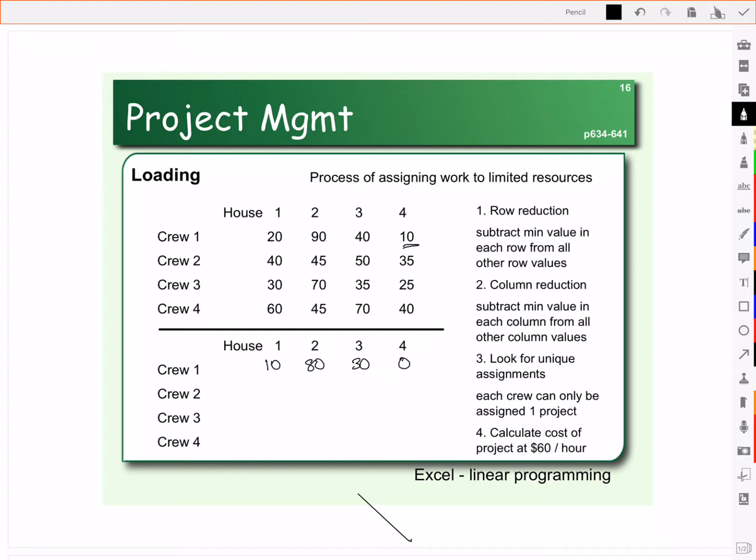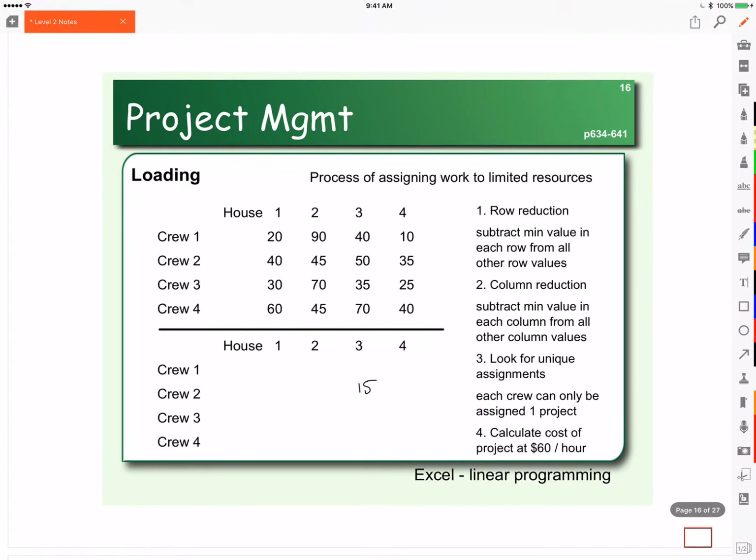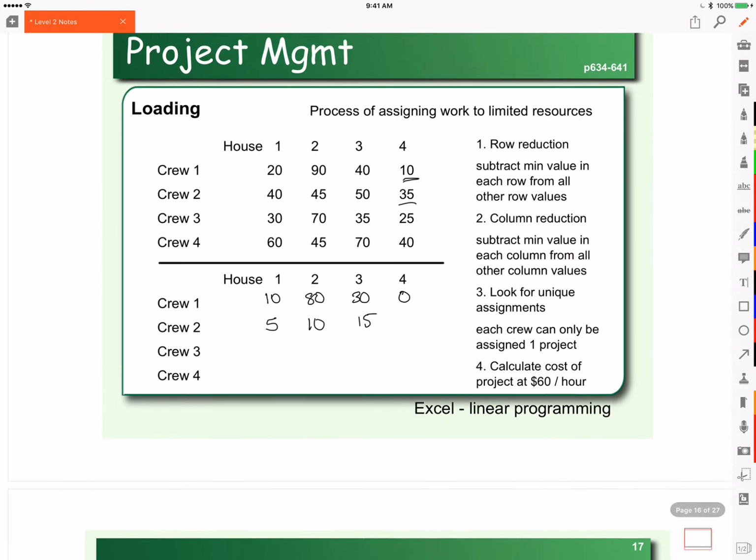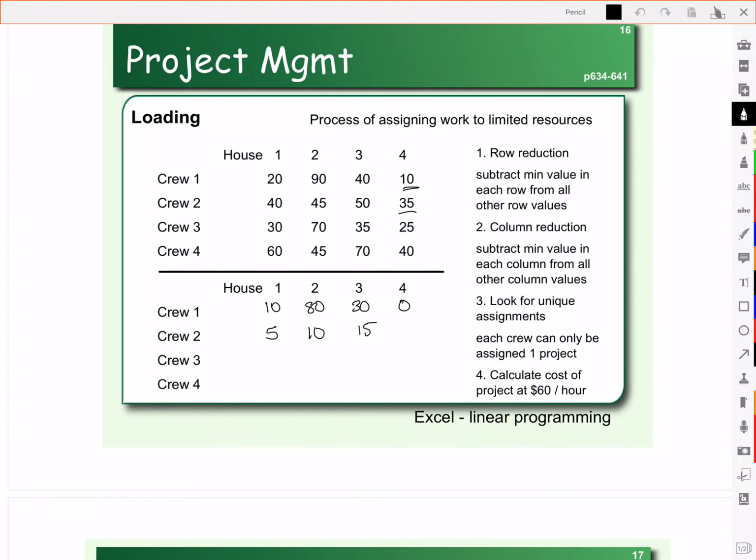For the second row, the smallest number in the row is 35. So here we're going to subtract 35 from every number in the row. So 40 minus 35 is 5. 45 minus 35 is 10. 50 minus 35 is 15. And 35 minus 35 is 0.